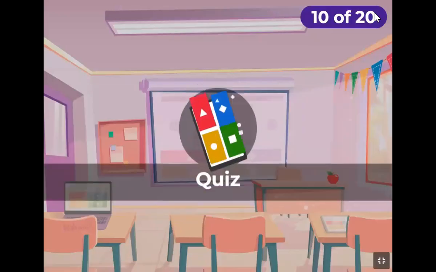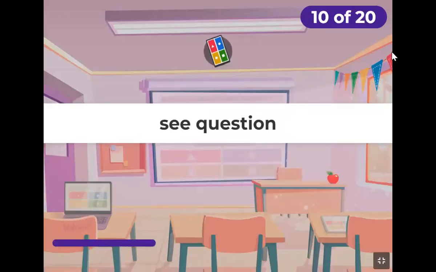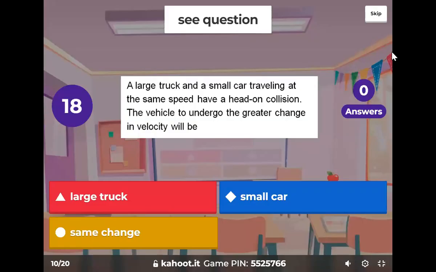All right, Sophie moving up. Patrick still in first. Large truck, small car, traveling the same speed, have a head-on collision. The vehicle to undergo a greater change in velocity.